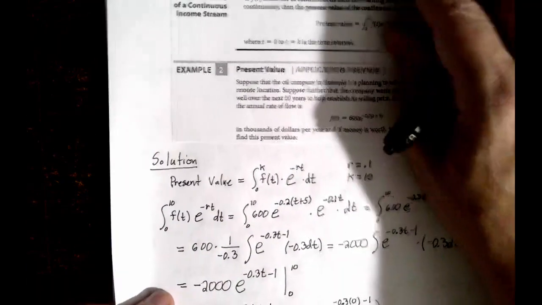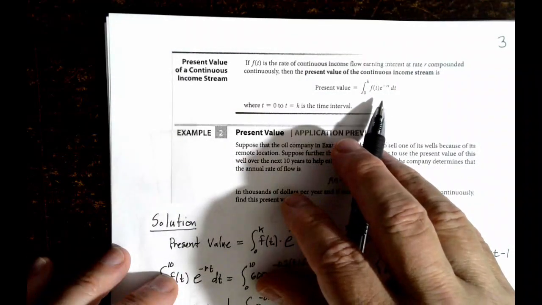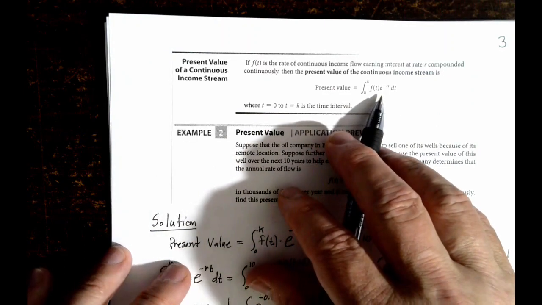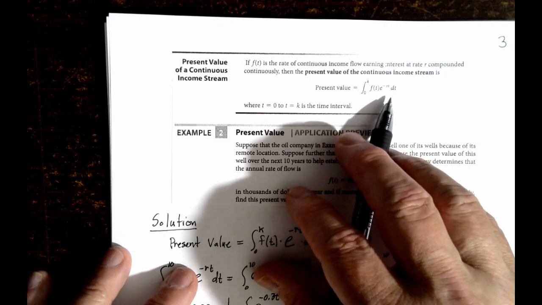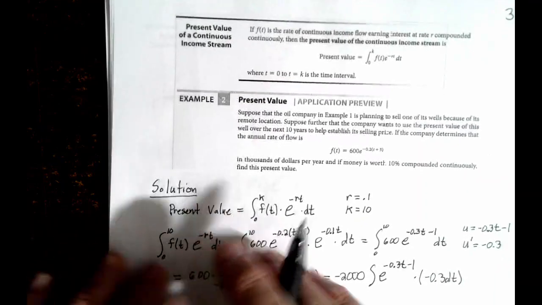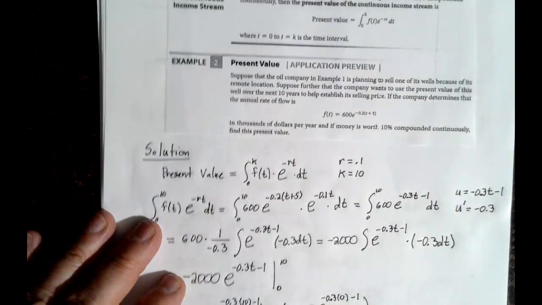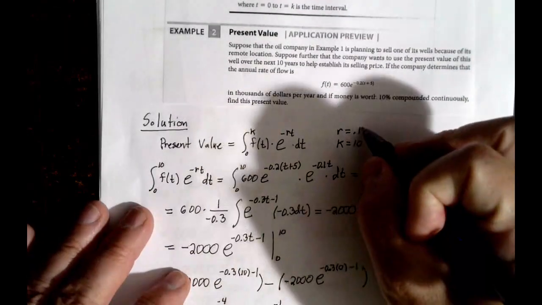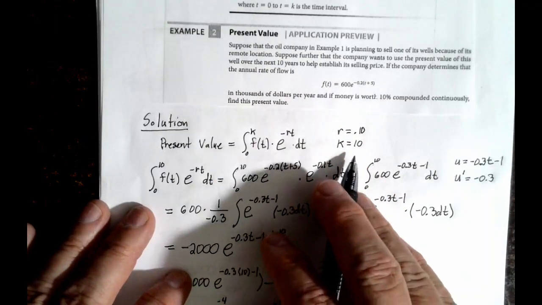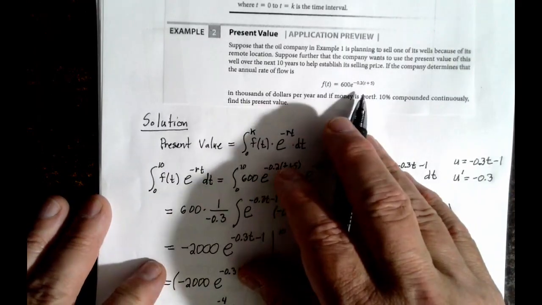Then there's present value of a continuous stream, and it's a formula given right here. So you just take the formula they give you and you plug it in along with multiplying it by e to the negative rt, and r is going to be your interest rate, and you've got to write it as a decimal, so divide it by 100. So here they give you the function, and they tell you the r is 10%, so 0.1 or 0.10 is your r. We're talking about, I believe, the first 10 years, so you're going from 0 to k, where k is 10, and your f of t is this guy here.